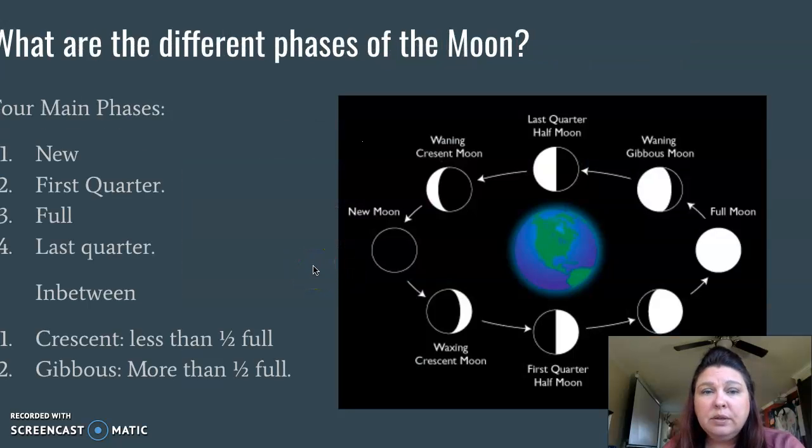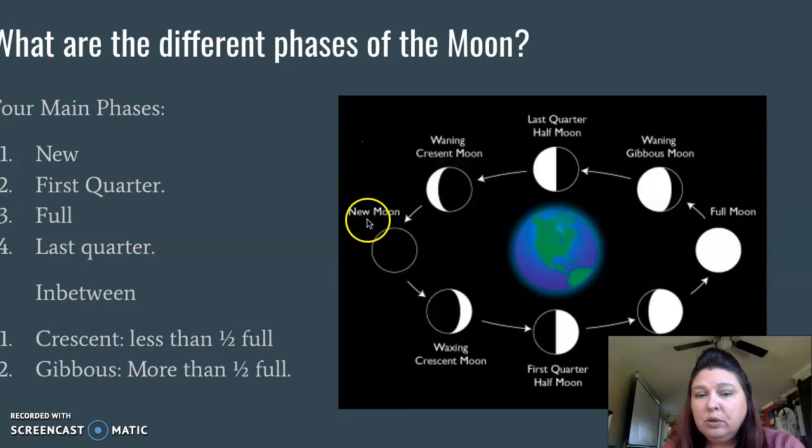What are the different phases of the moon then? Well, there are 4 main phases. The first one is a new moon, the second is a first quarter, followed by a full moon, and a last quarter. In between these, we have 4 other ones that have to do with being a crescent moon, which is less than half full, or a gibbous moon, which is more than half full. And that's also where the waxing and waning moons come in.